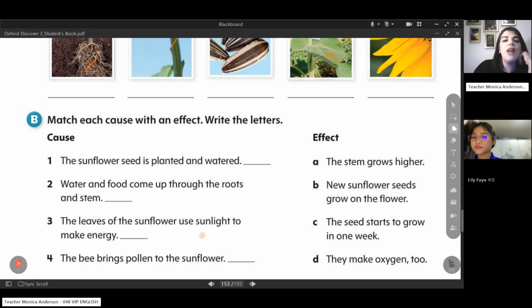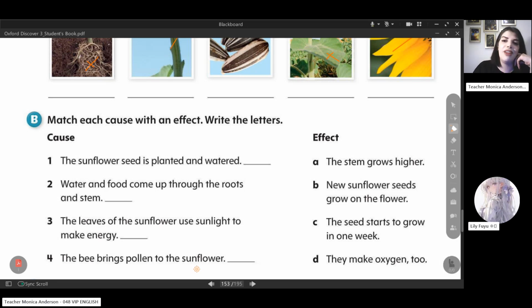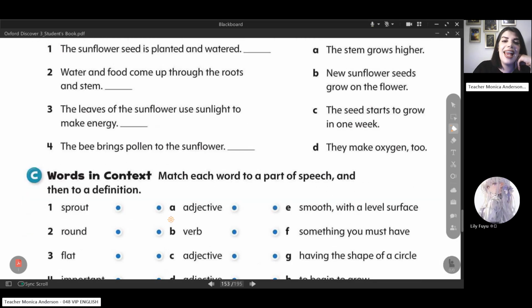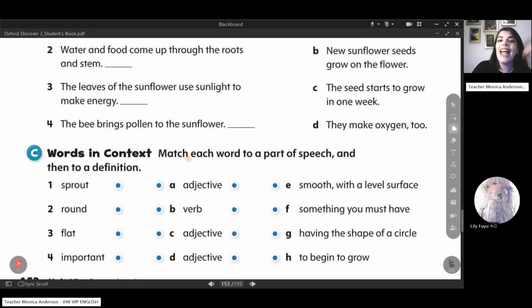Yeah, okay, so number 4, the bee brings pollen to the sunflower. No, sunflower seeds grow on the flower. Okay, well, very good. Okay, and now match each word to part of speech. Then, so we know, okay, if it's adjective, if it's noun, if it's verb. Okay, so and the meaning.